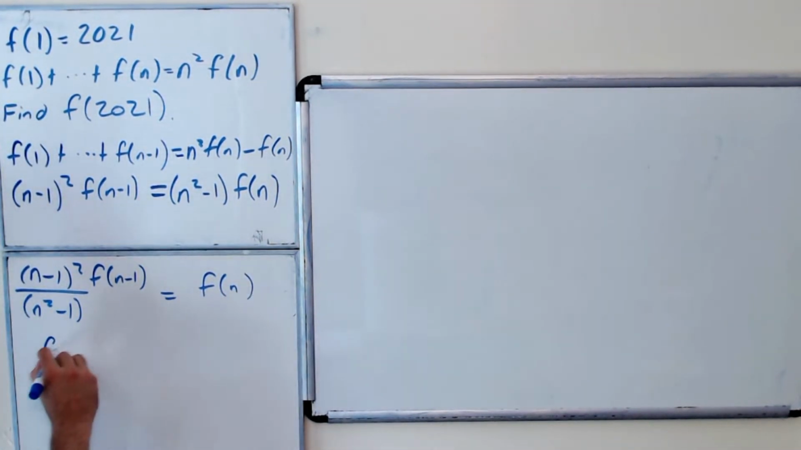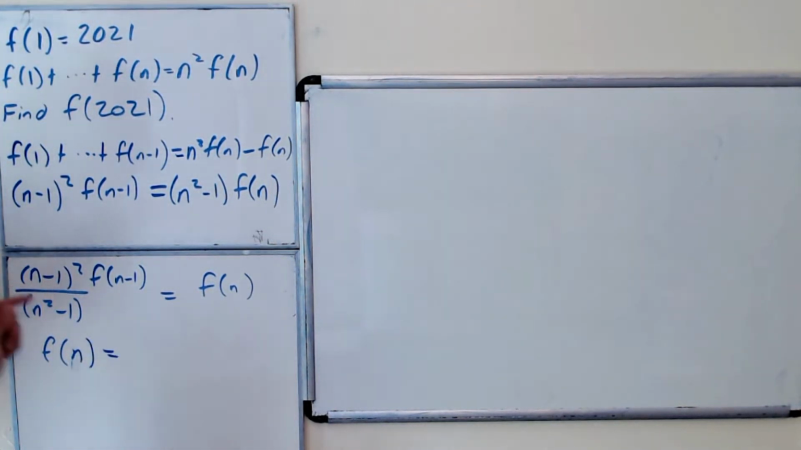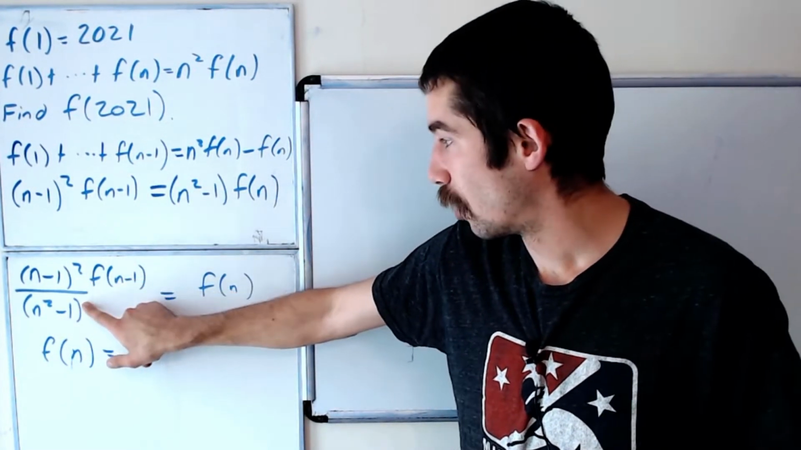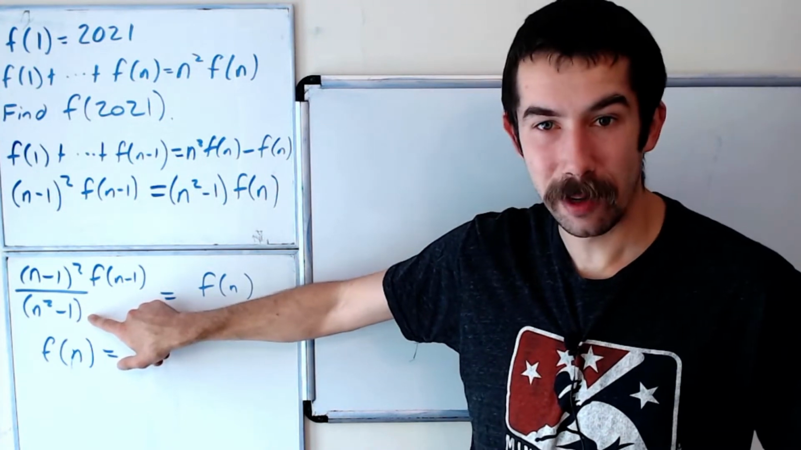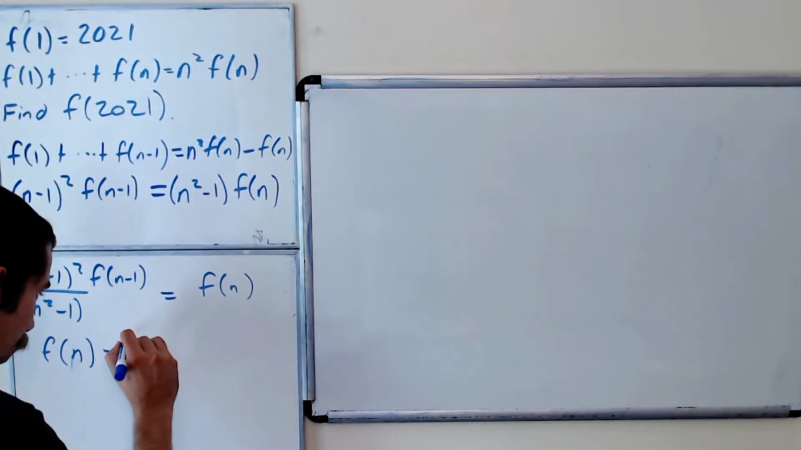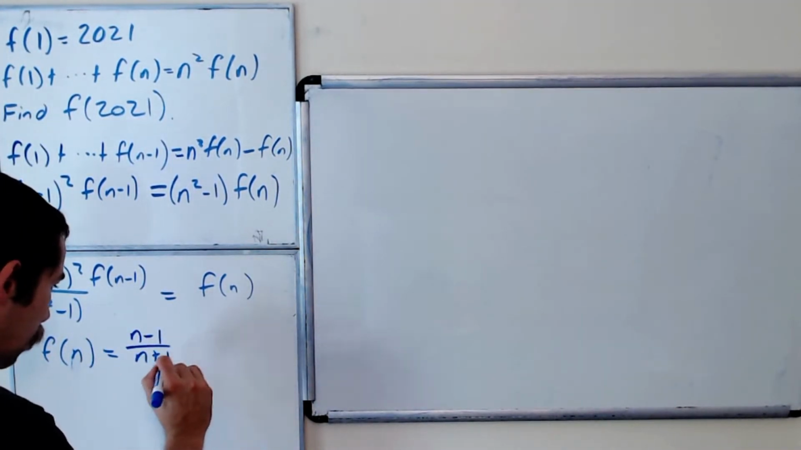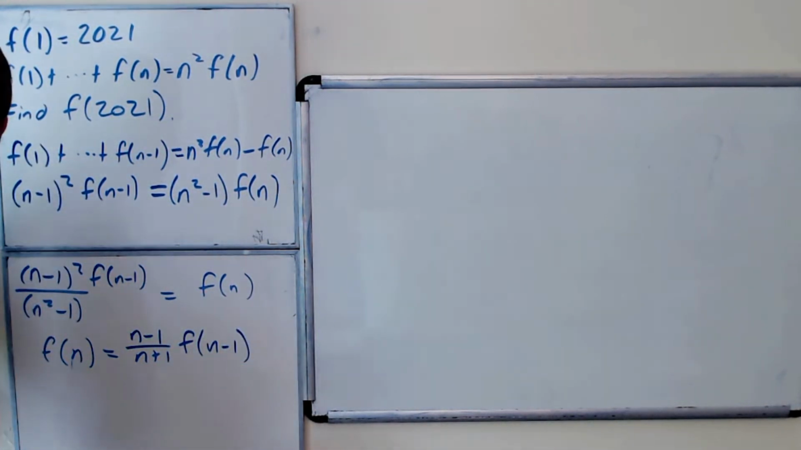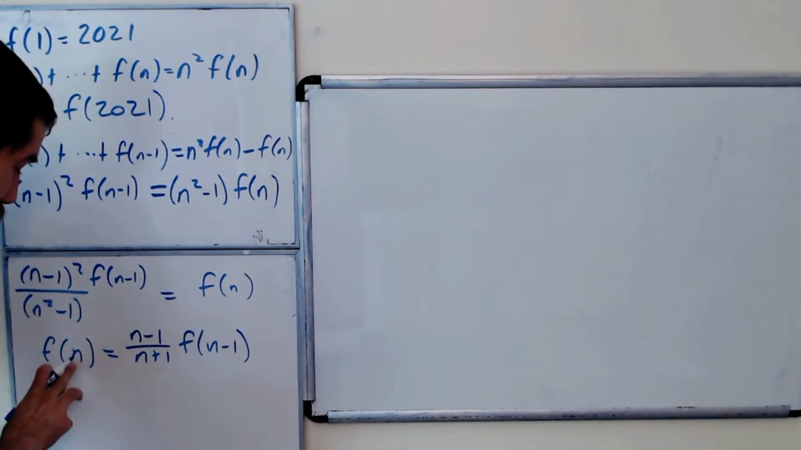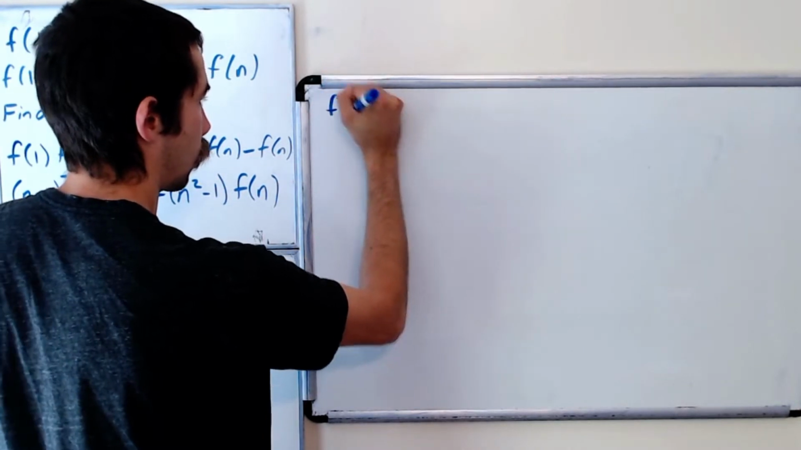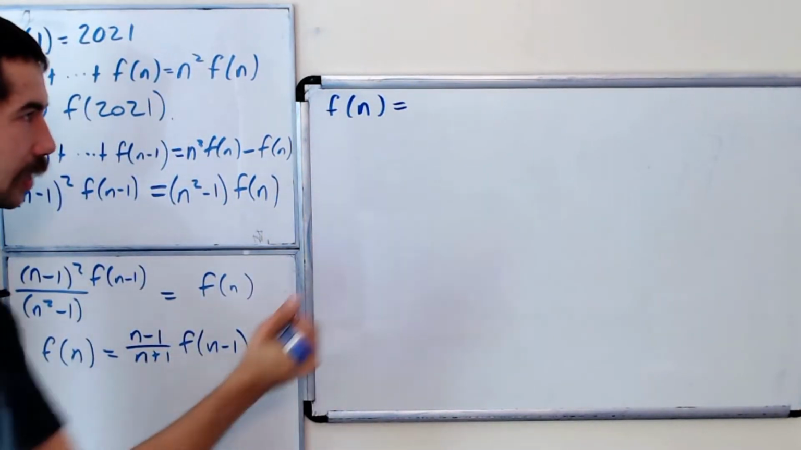Okay, rewriting this, we have f of n is equal to n minus 1 squared over n squared minus 1. This factors into n minus 1 times n plus 1, so we could cancel some terms out. So this becomes n minus 1 over n plus 1 times f of n minus 1. Okay, and somehow we're going to get f of 2021 from this. So let's rewrite it up here so it's easier to see.